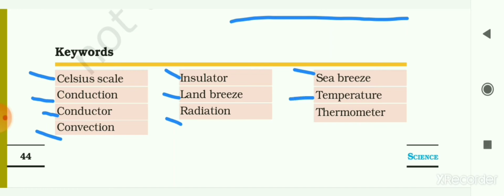Next is temperature. The degree of hotness or coldness of any object is called its temperature. Next is thermometer. The instrument which is used to measure the temperature of an object is called the thermometer. We had seen the different types of thermometer.